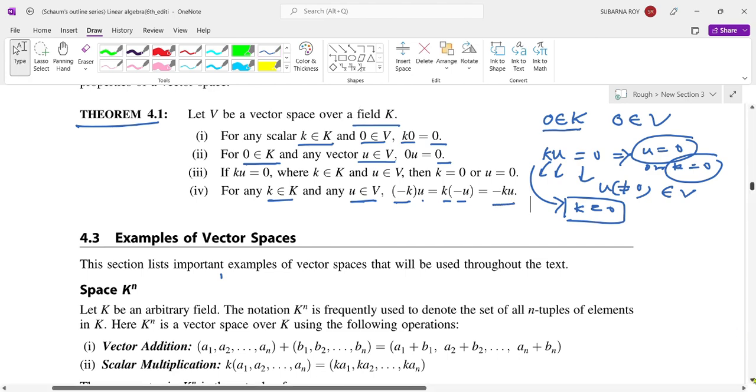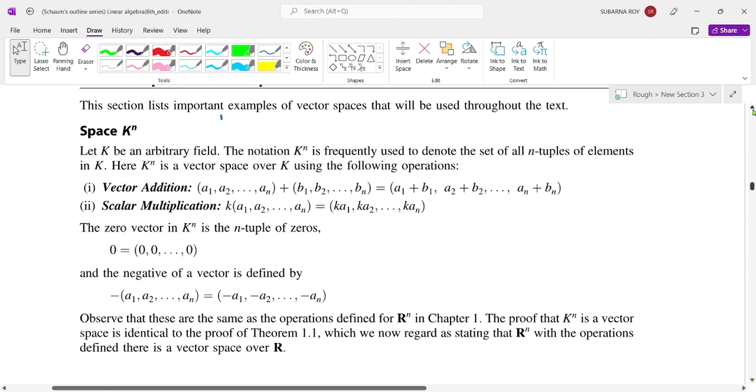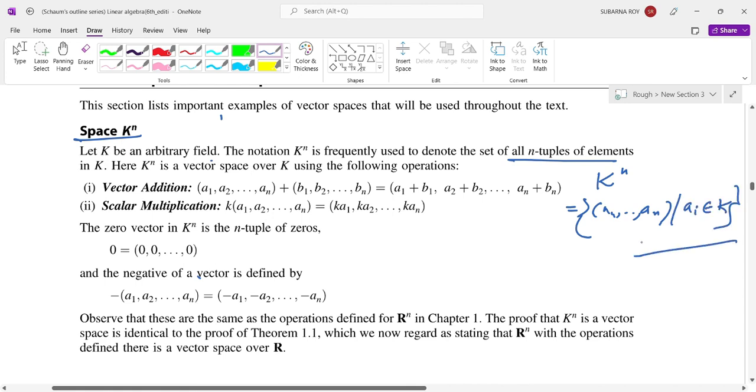Okay, so now we discuss some examples of vector space. So first one is Kn. Kn is a vector space. As K is an arbitrary field, Kn is frequently used to denote the set of all n-tuples of elements in K. So Kn looks like (a1, ..., an), where ai belongs to K. This is the set of all n-tuples of elements in K.